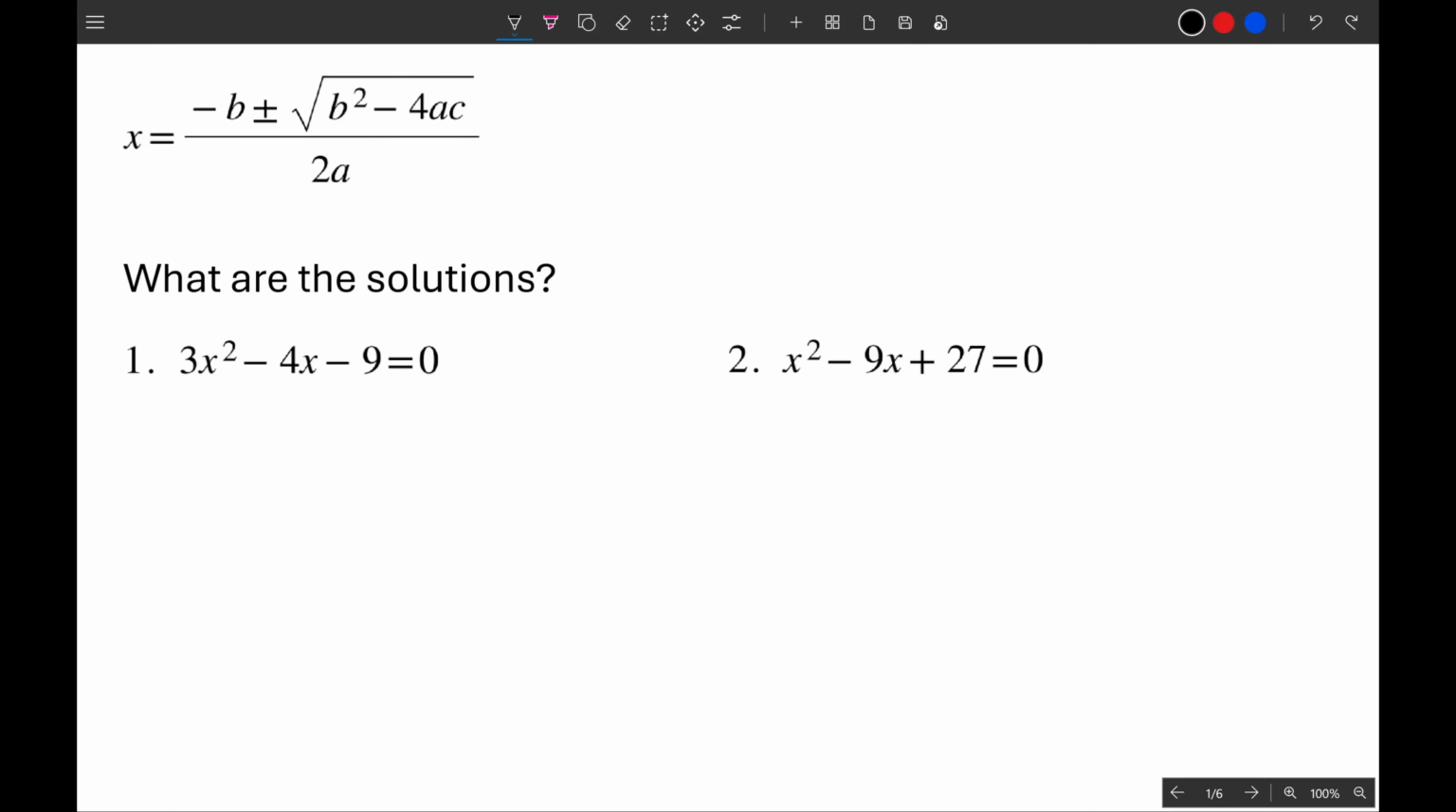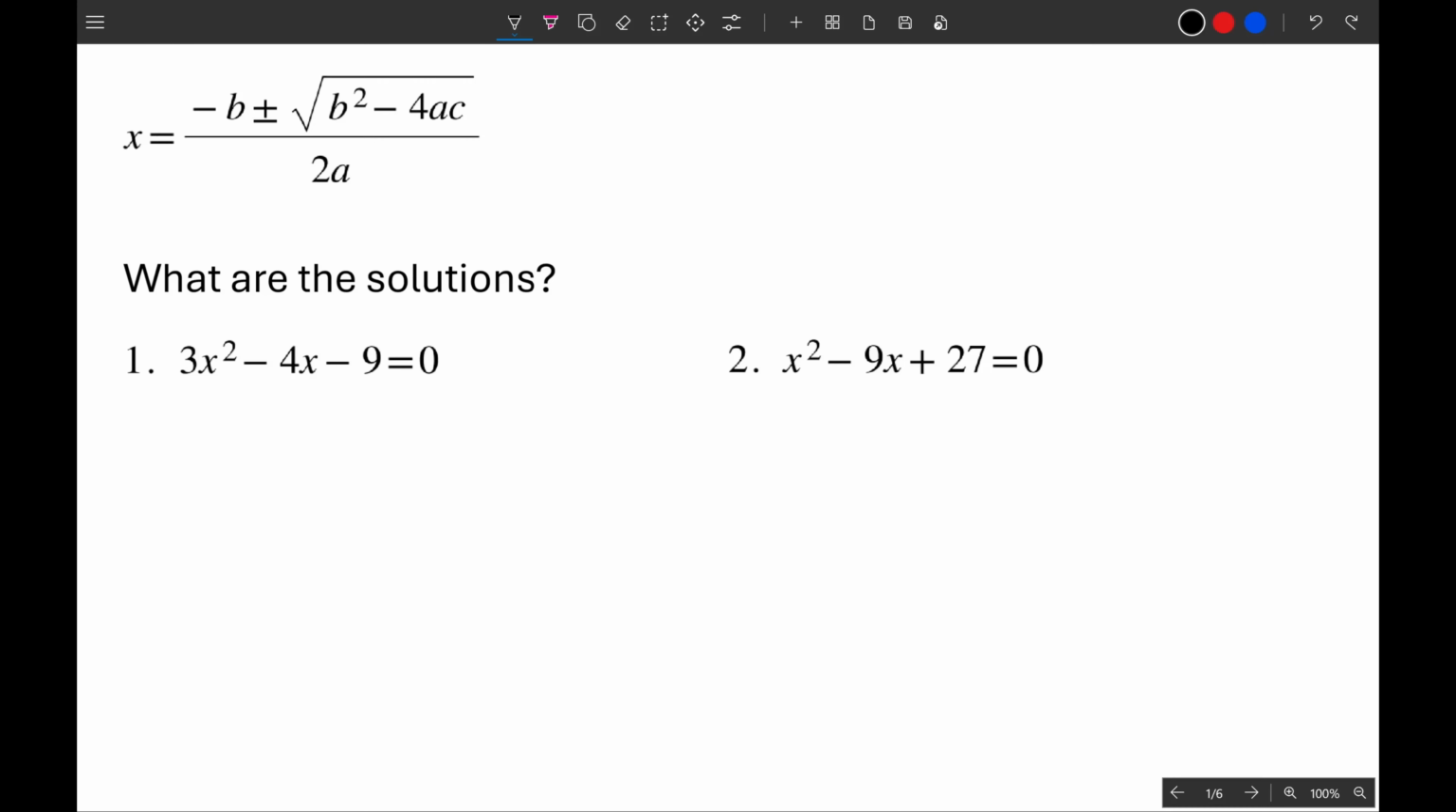In this lesson, we're going to talk about the quadratic formula. If we can solve a quadratic by factoring, then factoring is the way to go, in my opinion. After that, if you can't factor, then you have two other options. You can do the quadratic formula, or you can do completing the square, which we've talked about previously.